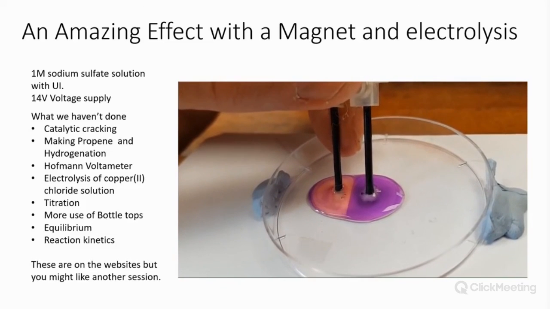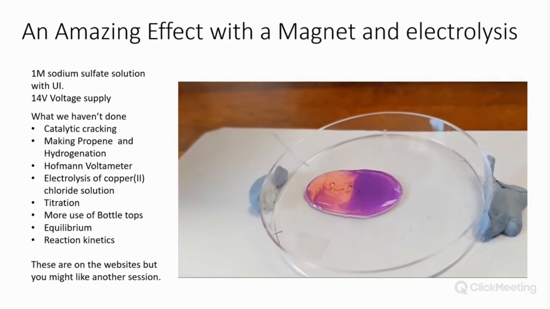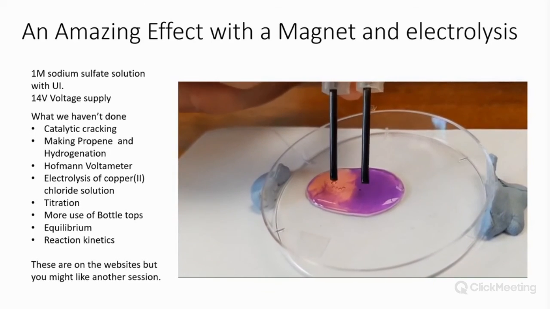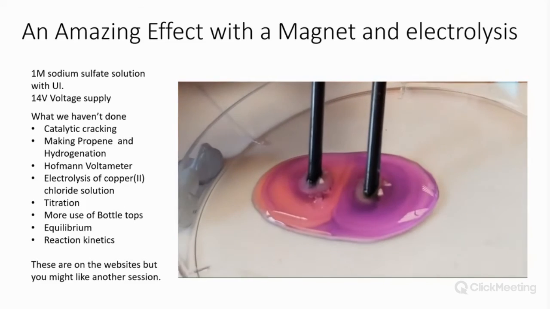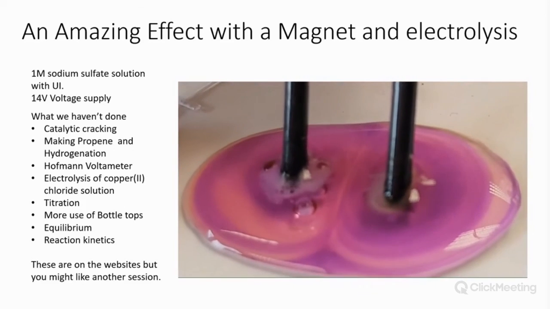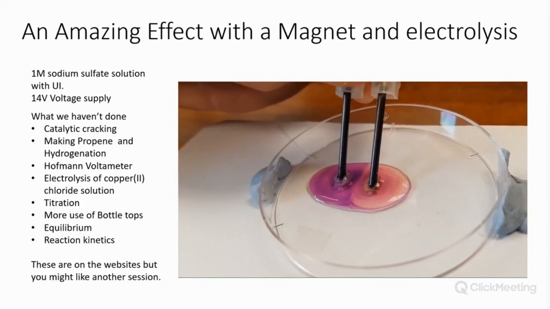So I do hope you've enjoyed listening to us. Perhaps we'll watch this as it goes through. By the way, there's quite a few things we haven't done, and they're on the left there. And if you want to ask Daniel, we put them on at some time. Catalytic cracking, making propene and hydrogenation. We have a voltmeter, electrolysis of copper chloride solution, titrations, more use of bottle tops, equilibrium reaction kinetics. There's no end to what you can do.